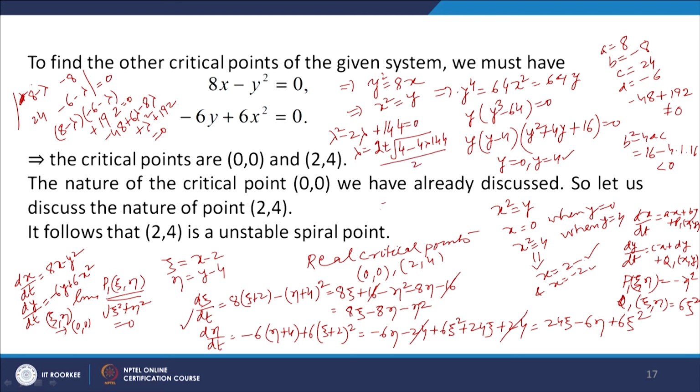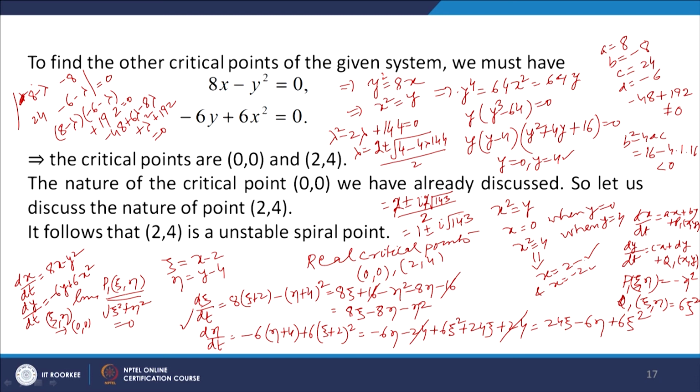So, it will give you 1 plus minus i times... we can take 4 common, so we will get 2 here and then under root 143. So, this 2 will cancel and we will get 1 plus minus i square root 143. So, the 2 eigenvalues are conjugate complex, alpha plus minus i beta, and alpha is positive, it is 1. So, we can see the nature of the point.